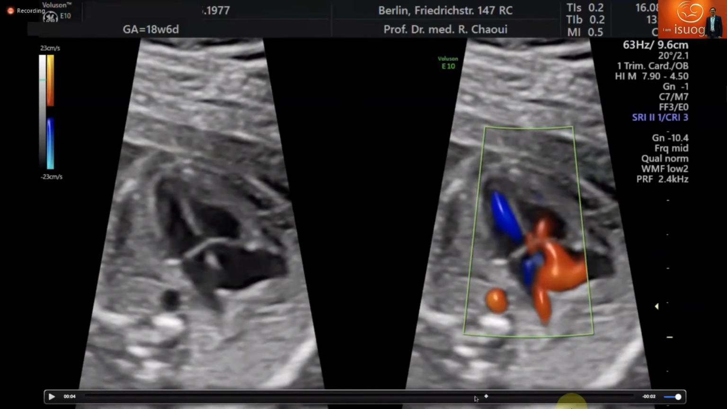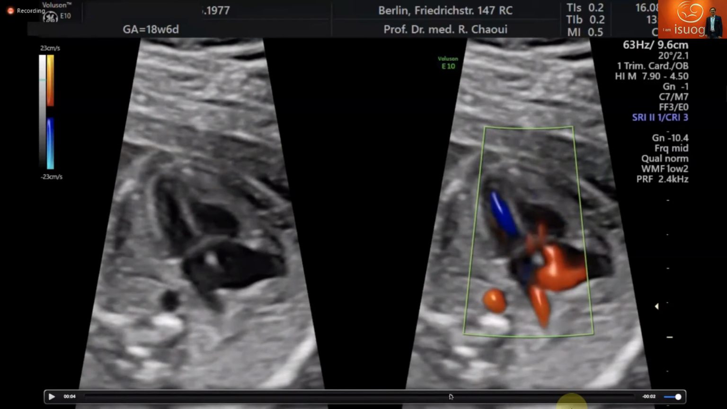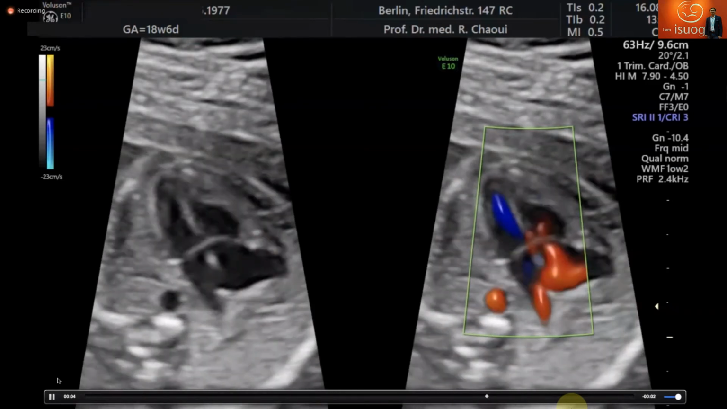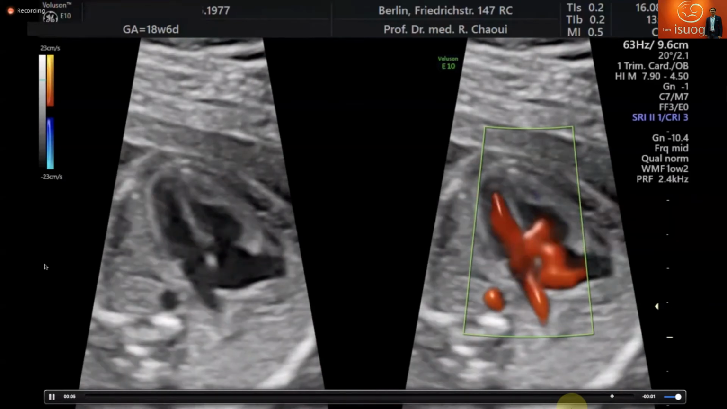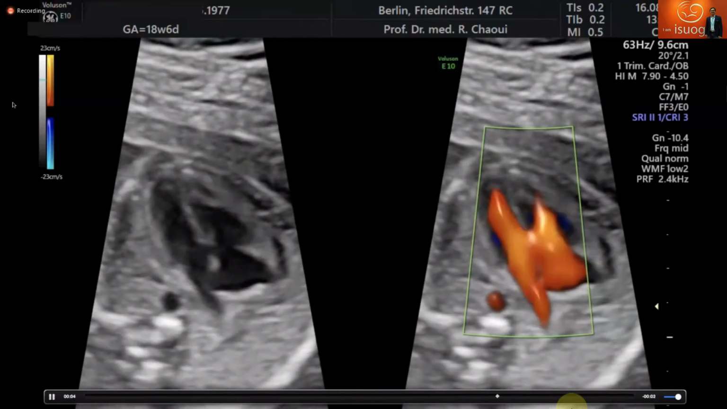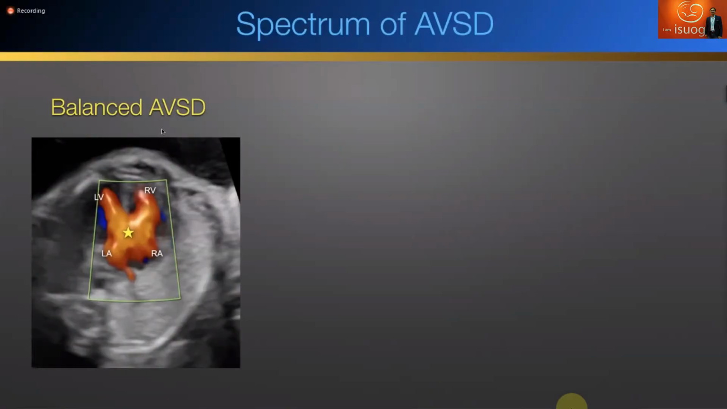So again, two points to know the signs of the disease: not only focusing on the large gap, but on the linear insertion, and properly using, when you see the valves are closed, the color Doppler to see the filling. So this is why knowing the details and how to improve the scanning by adjusting the color Doppler matters. Now let's move to the spectrum of disease.